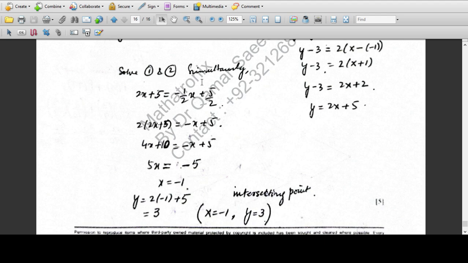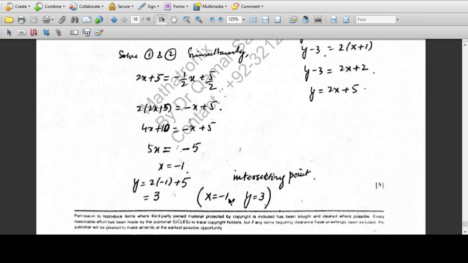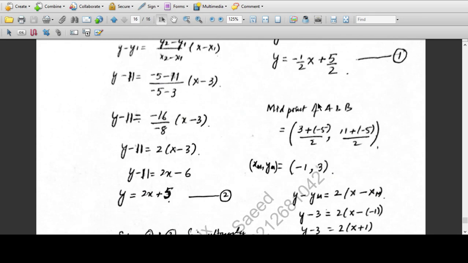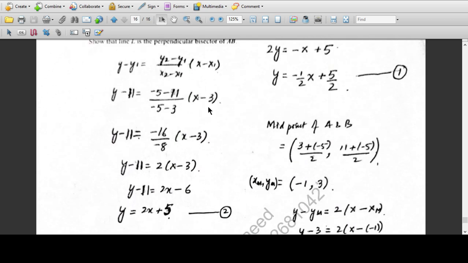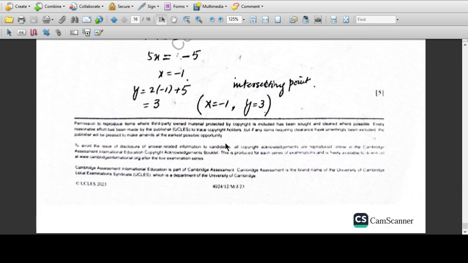On solving these two lines, the intersecting point is obtained, and this is also a midpoint. This intersecting point is also a midpoint. So this is all proved. This is a tricky question, and that's all from the May June 2023 P1 version 2 exam.